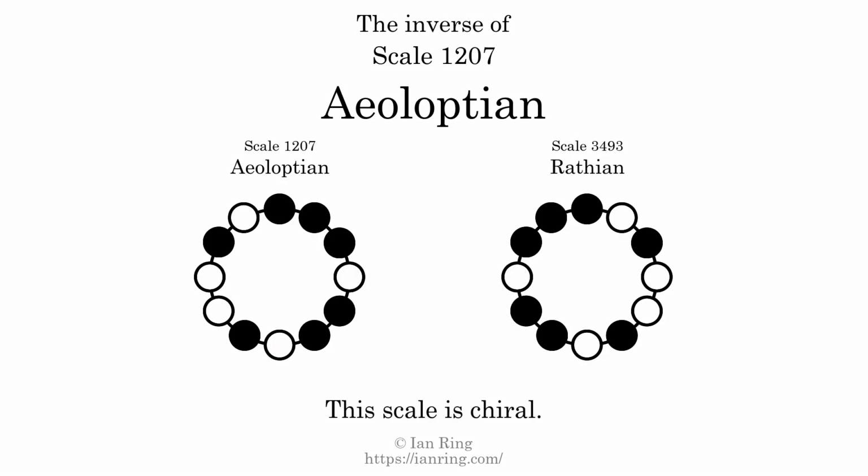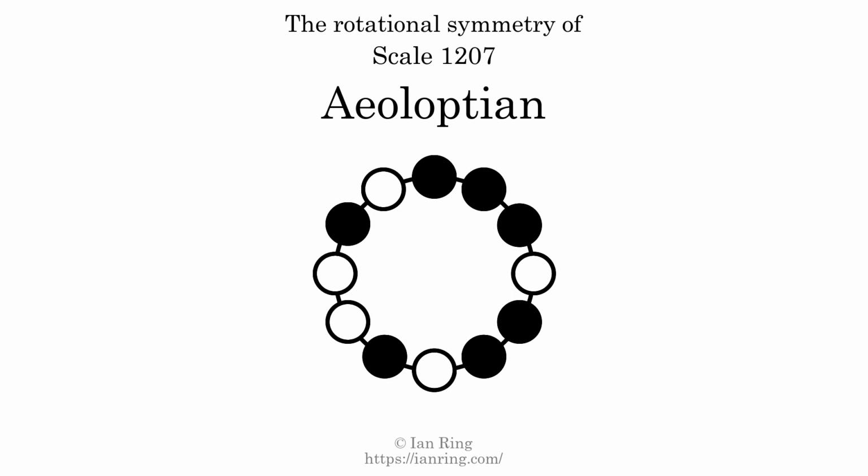The inverse of a scale is a mirror image. It is what you get when the sequence of intervals is reversed. The inverse of this scale is scale 3493, also known as Rathian. This scale is chiral. It cannot transform into its inverse by rotational transformation. This scale has no rotational symmetry.